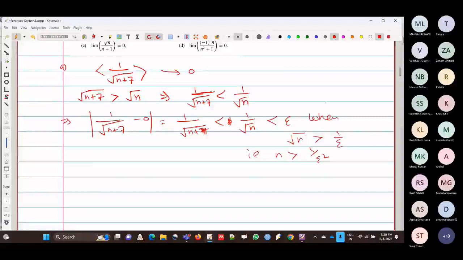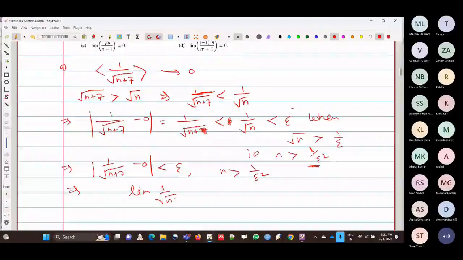When we have epsilon here, we can compute this quantity, and any natural number which is greater than this one is going to satisfy this implication. So this implies that 1 upon square root of n plus 7 minus 0 is less than epsilon when n is greater than 1 upon epsilon squared, and this proves that the limit of 1 over square root of n plus 7 equals 0. Fine.